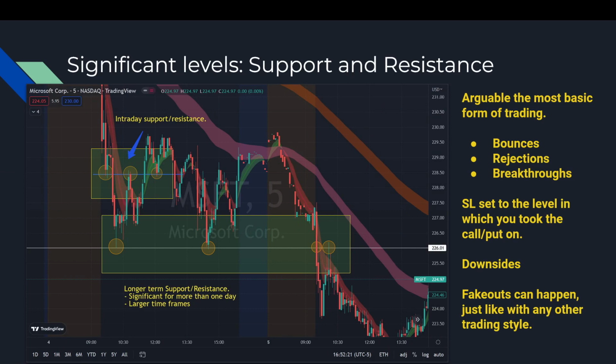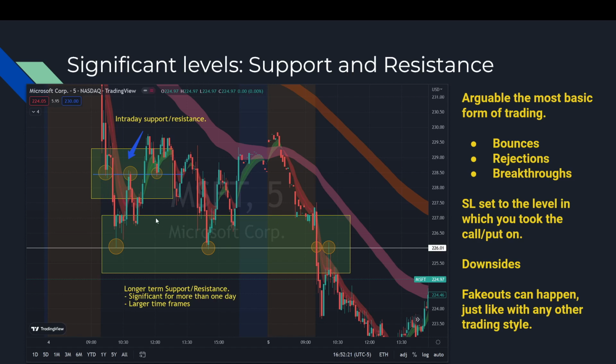There's two types. It's intraday support resistance, and then longer term support resistance. So intraday are significant levels that only last for that day or the week. So if it's intraday, it's obviously that day. If it's intra-week, it's that week. Longer term is anything more than a week. So the white lines I put on my charts, those are the longer term. The blue lines are intraday.